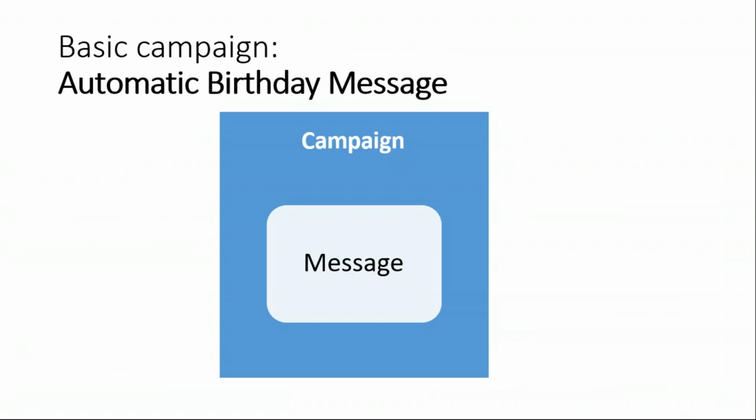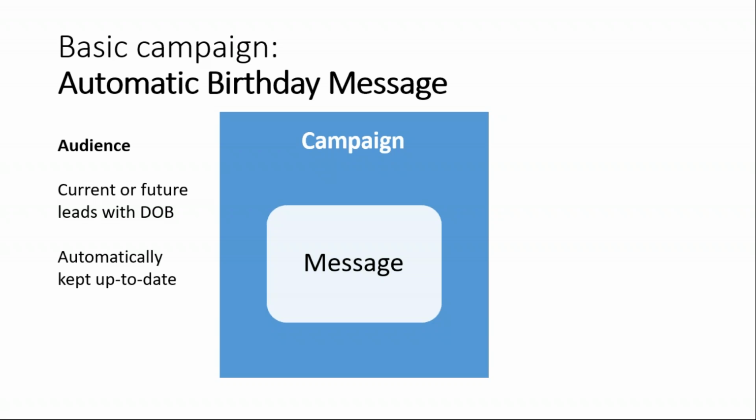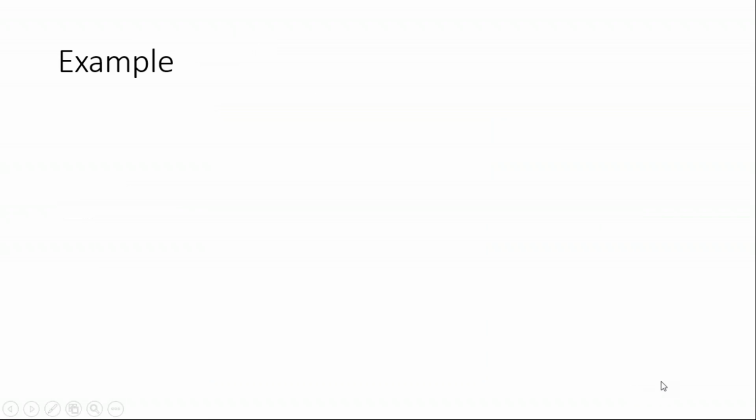Let's start with the most basic campaign, the automatic birthday campaign. So I've created a message in Communication Builder, and I want to pull it into a campaign. The audience for my birthday campaign will be current or future leads and patients that have a date of birth in MyMedLeads. And this audience is going to be kept up to date automatically as new leads come into MyMedLeads or as you update the date of birth fields. The timing for the birthday message is however long before the birthday you'd like to send the greeting. Let's take a look at an example.